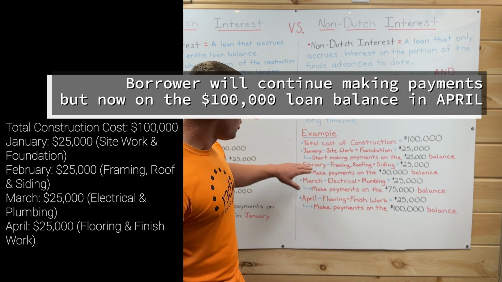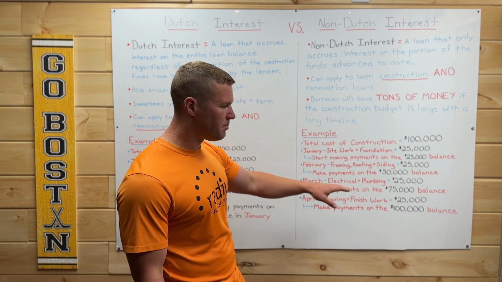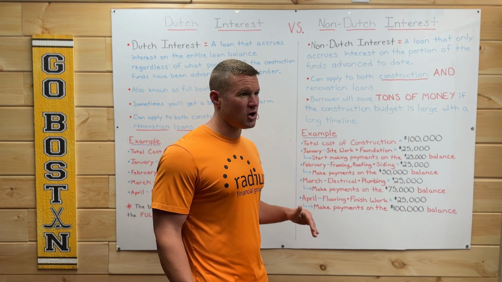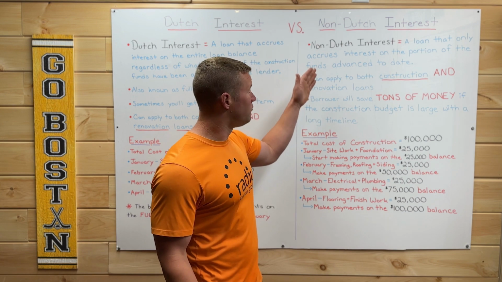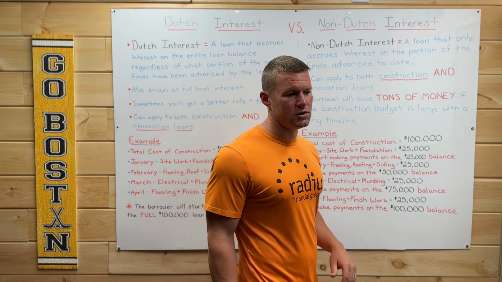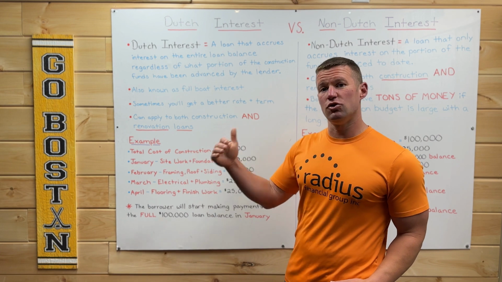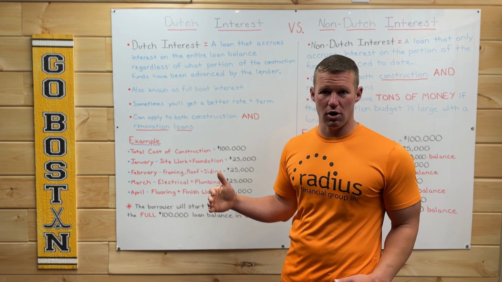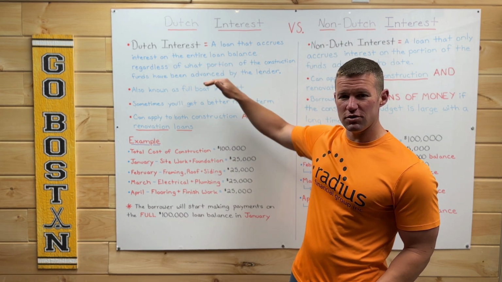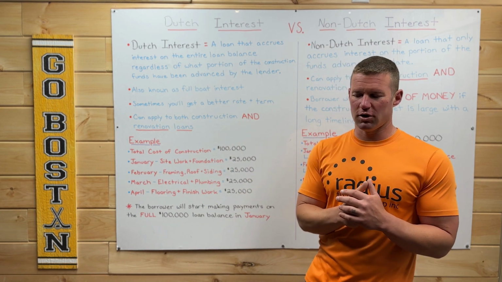Now you can see we only did a 4-month breakdown here with 25 grand per draw. If you're doing a construction project that's going to last 2 years and cost $700,000, if you can pay non-Dutch interest, you are going to be saving a ton of money over those 2 years. Because remember, we talked about Dutch interest with that previous example. Let's say a 2-year construction period and a $700,000 construction cost. If you're forced to pay Dutch interest, you're going to be paying on that 700 grand up front. So you can save a ton of money by using non-Dutch interest.